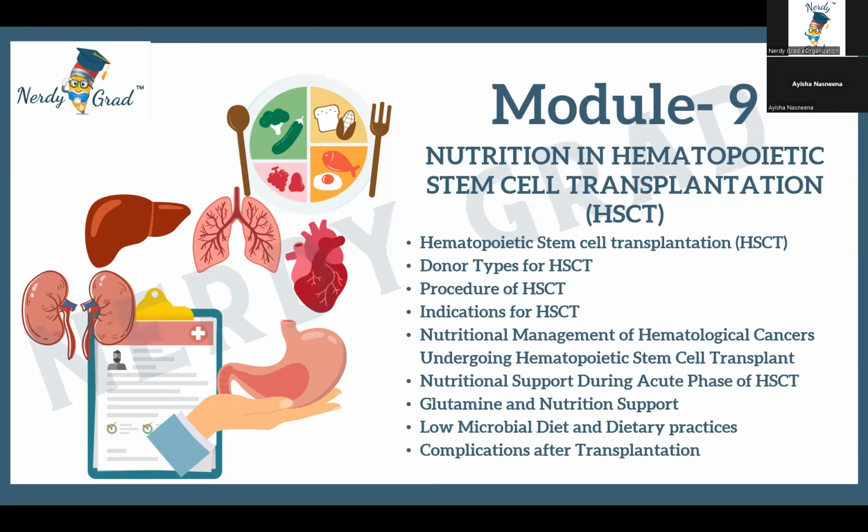Then there is module 9. Module 9 is nutrition in hematopoietic stem cell transplantation. So we will deal with what hematopoietic stem cell transplantation is, then the donor types for HSCT, then the procedure for HSCT, the indications for HSCT, then the nutrition management of hematological cancers undergoing hematopoietic stem cell transplant, the nutritional support during the acute phase of HSCT, then glutamine and nutrition support, then low microbial diet and dietary practices will be discussed in this module, then complications after HSCT.